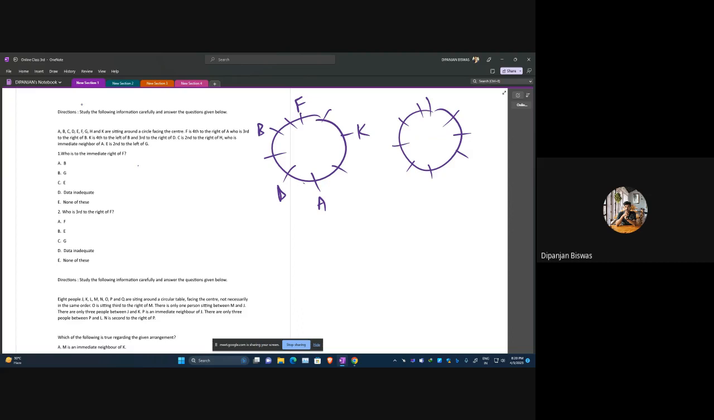1, 2, 3. C is second to the right of H, H who is immediate neighbor of A. So H should come here. And C is second to the right of H. So C should be here.